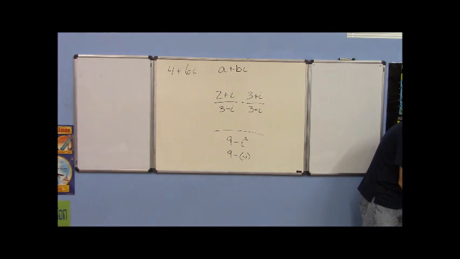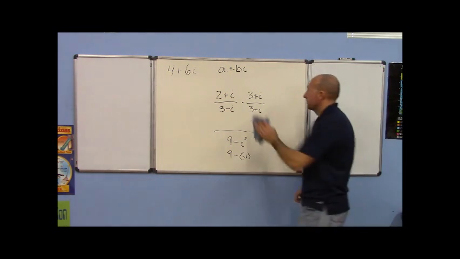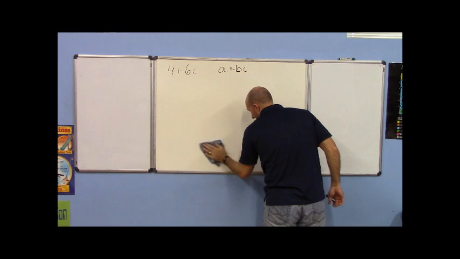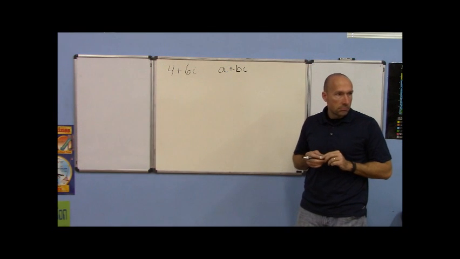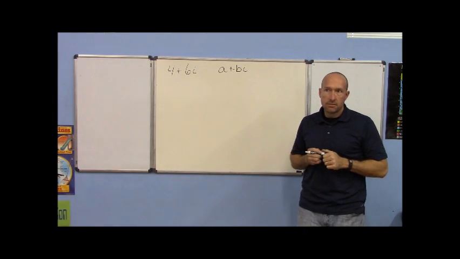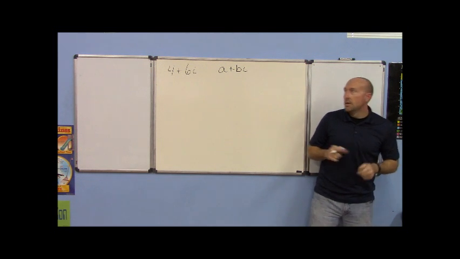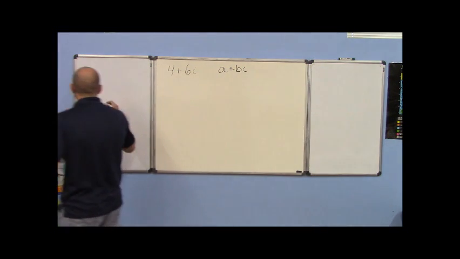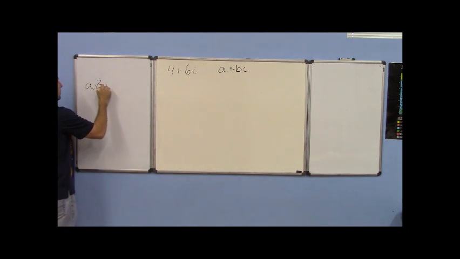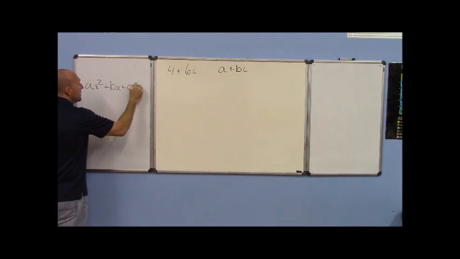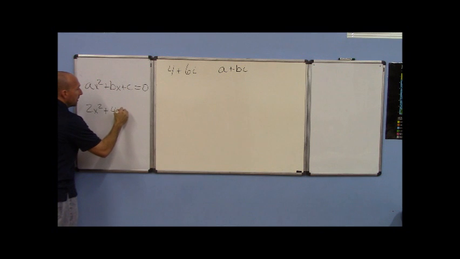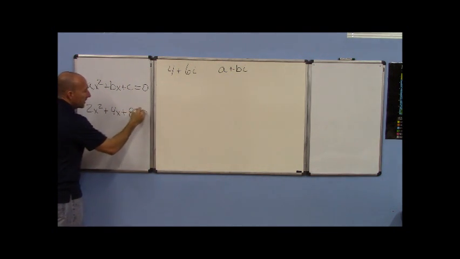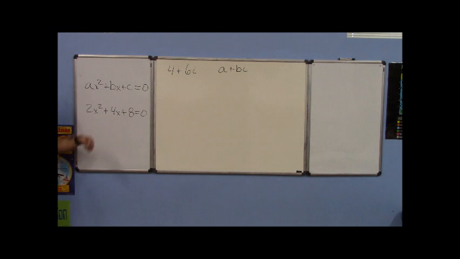8.5. Quadratic equations. Now, y'all remember quadratic equations? Remember? Yes. They're awesome. With quadratic equations, you have ax squared plus bx plus c equals 0, or say 2x squared plus 4x plus 8 equals 0. And that's not an accurate one, but just to show an example. Okay, we've seen this form.